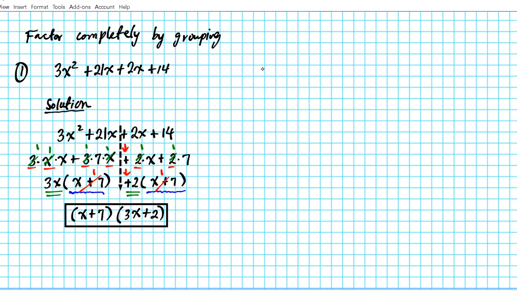Okay, let's take a look at another example, problem 2. Let's say we have the expression n squared plus 4n minus 4n minus 16, and we want to factor completely by grouping. The difference here is that in the middle we have a minus, so you want to proceed with caution anytime you have a minus as the sign in the middle.